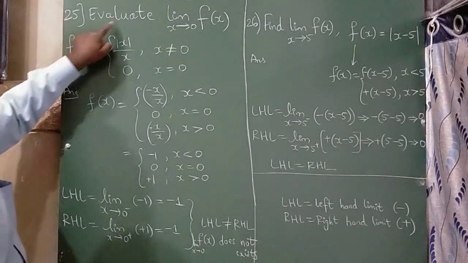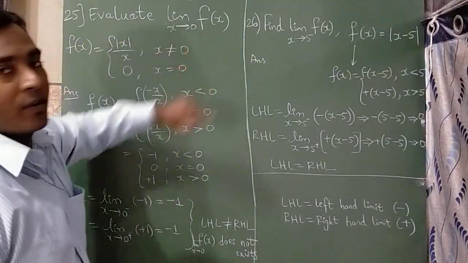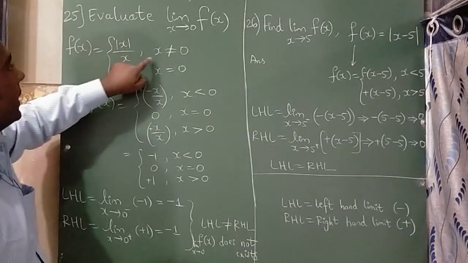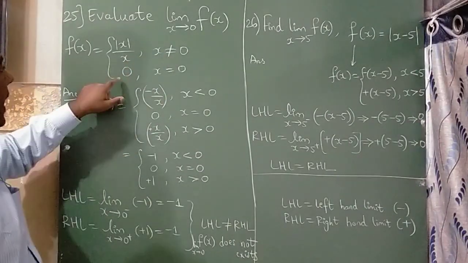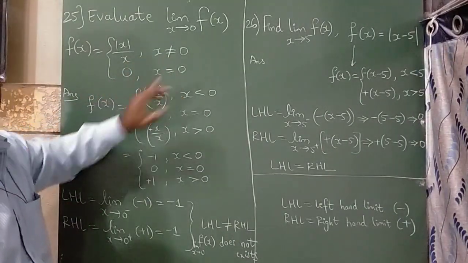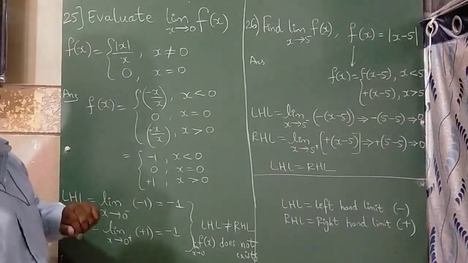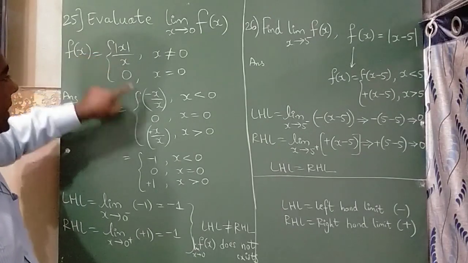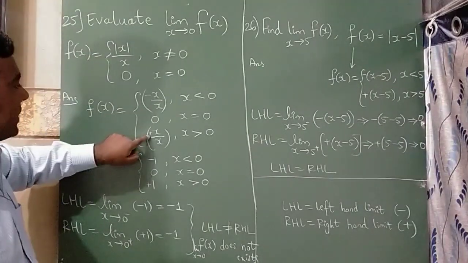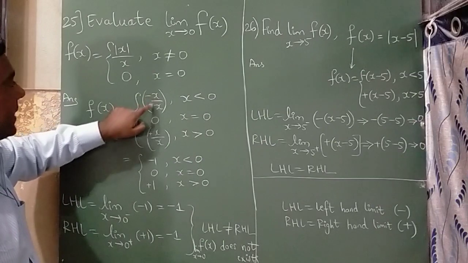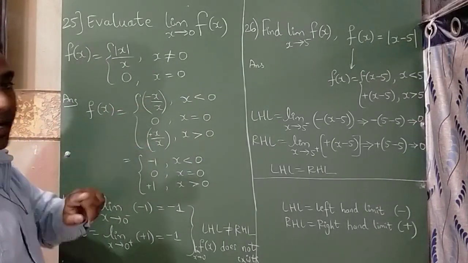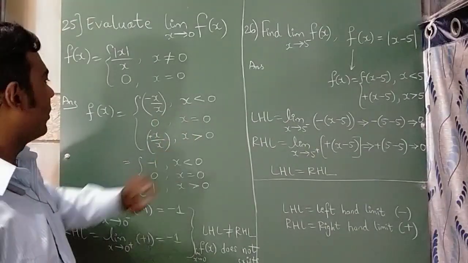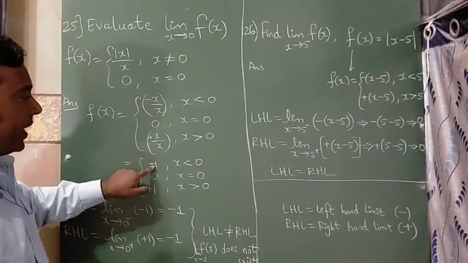Now 25th question. Evaluate limit x tends to 0 f of x. They have given f of x is equal to modulus of x divided by x, x is not equal to 0, and if it is 0, then x is equal to 0. So not equal to 0 means it might be either less than or greater than. Since this is a modulus, I have written once minus and once plus. So I have taken minus x upon x, and x upon x. I repeat, when it is not equal to 0, either it might be less than or greater than 0. Fine. X gets cancelled, so minus 1.